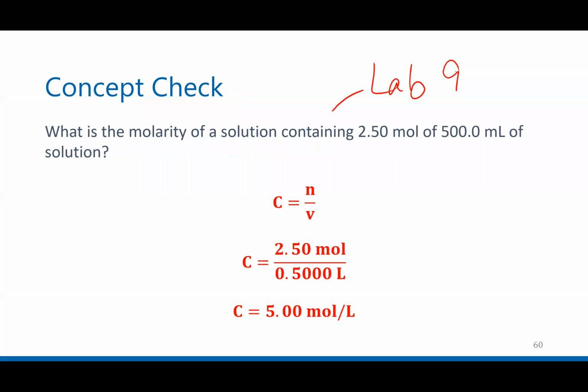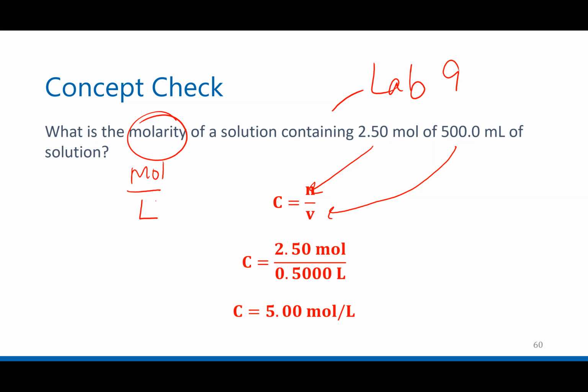The question says, what is the concentration or what is the molarity of a solution containing 2.5 moles? So there's my moles, and 500 milliliters of solution. That's my volume. Now, the reason I say that there's 1.5 steps is there's one extra thing we need to do before I can do this question. Molarity is moles over liters. And you'll notice that this number is not in liters. So the first thing I need to do is change this into liters. And I do that by dividing by 1,000.